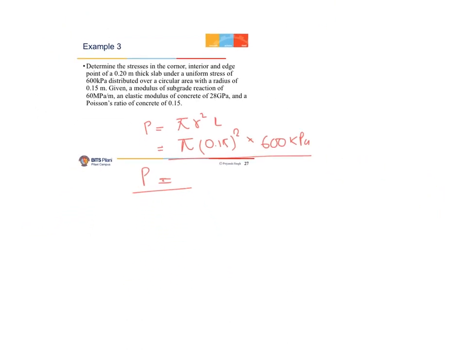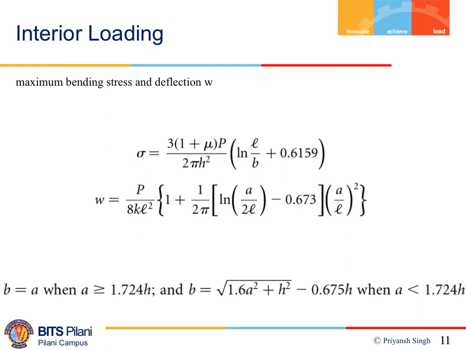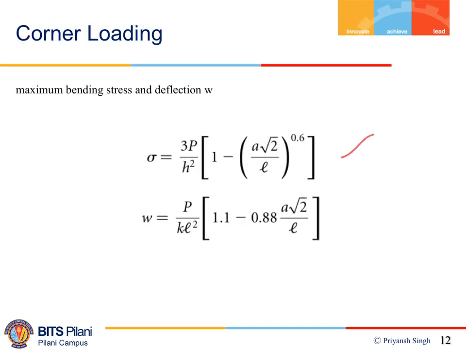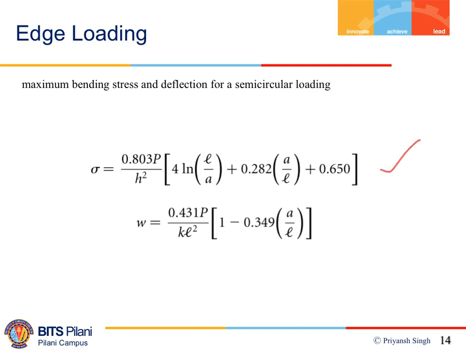The next step will be to estimate the value of L. You can estimate L by using this formula. You know every input in this formula, already given in the problem. Afterwards, you can simply apply these formulas to estimate the stresses at different locations of the pavement. That will be the solution for example number 3.